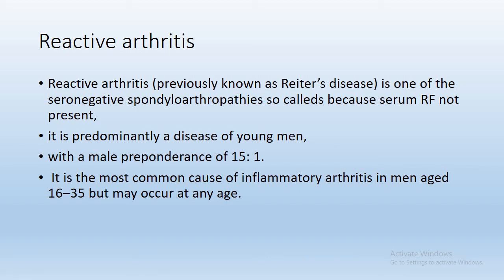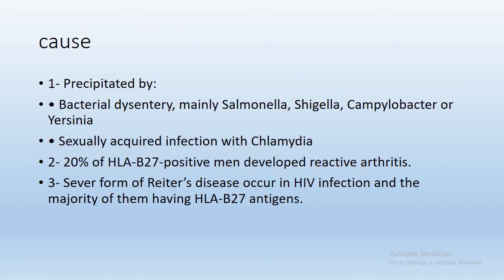If we say the most common cause of arthritis in old age, what do we say? Osteoarthritis. But in young age, what do we say? Reiter disease or reactive arthritis. The cause is precipitated by bacterial dysentery, mainly Salmonella, Shigella, Campylobacter or Yersinia, or sexually acquired infection with chlamydia. 20% of HLA positive men develop reactive arthritis.